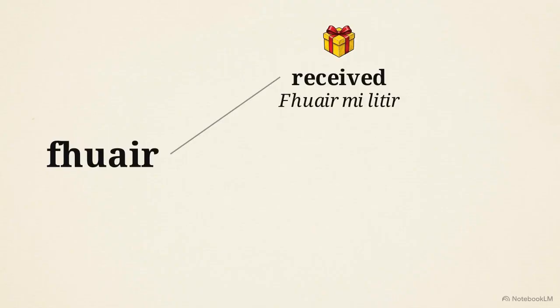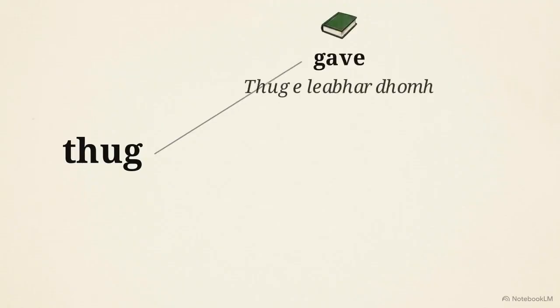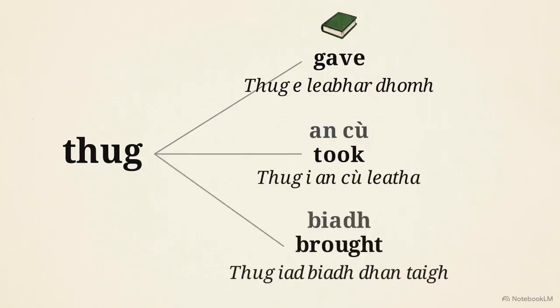The logic updates for foir. If the object is given to the subject, it means received. For me litter. If the object is discovered by the subject, it means found. For ena hayukriken, he found the keys. Finally, thug changes based on physical directionality. It means gave in thuge leberdom. It translates to took in tuchi an ku letha, and it means brought in tuchi ad biad dantai.